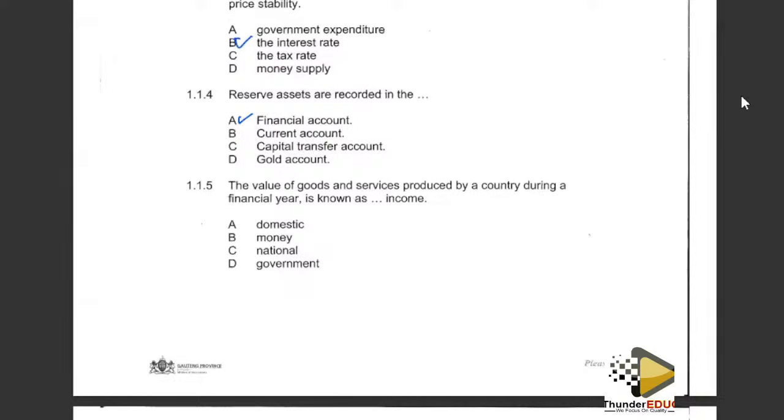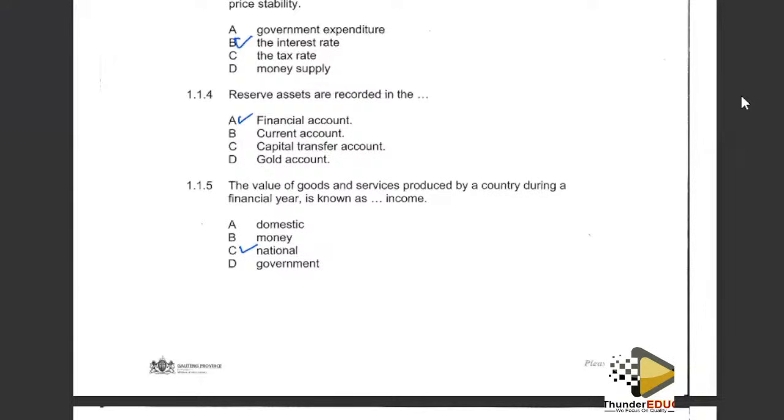1.1.5 reads as follows: The value of goods and services produced by a country during a financial year is known as dash income. So now if we check the options given, remember grade 12s, I always tell you that you should always apply the elimination method or elimination strategy whenever you are dealing with questions that are in a multiple choice form. Domestic income is totally out, money income is totally out, but the correct option is national income, because also the government is totally out. So grade 12s, remember I told you that these options given, in most cases, are pretty similar or pretty close to one another, and you should always make sure that you are careful whenever you attempt them.